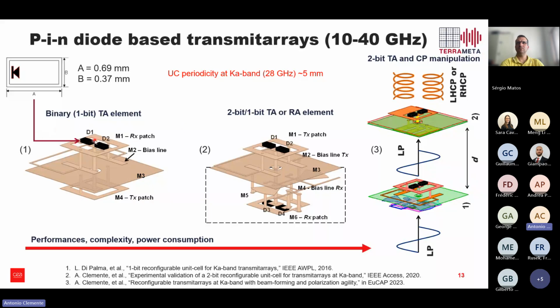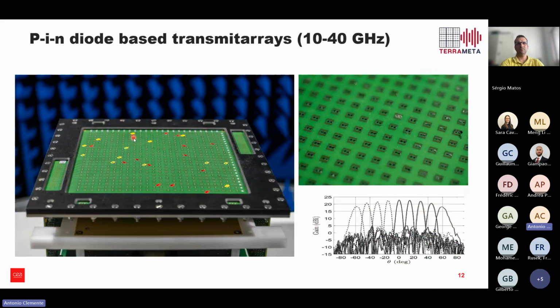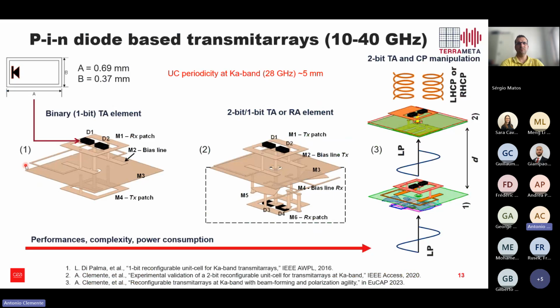So this is a unit cell of the metasurface that I presented before. The periodicity in this frequency range varies between 10 millimeters up to 5 millimeters, even a little bit less. So in this case, at 28 GHz, we have a periodicity of 5 millimeters. To achieve 1 bit of phase control, we need 2 PIN diodes. If we need to increase the number of phase states, we need to add additional PIN diodes. So basically, for 2 bits of phase control, we need 4 PIN diodes.